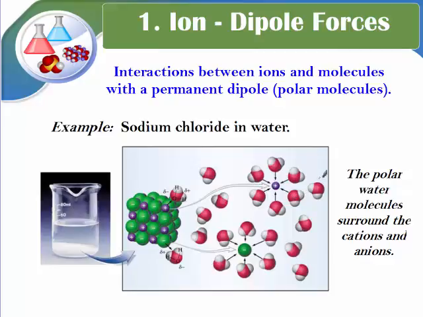Recall that water has a slightly negative oxygen and slightly positive hydrogen. Because sodium is positive, all of the water surrounding it have oxygen facing the sodium because opposites attract. And if we look at our chlorine ion, which is negative, all of the hydrogens are facing towards the chlorine because slightly positive is attracted to the negative. Because those ions are surrounded by water, they're not able to go back together.